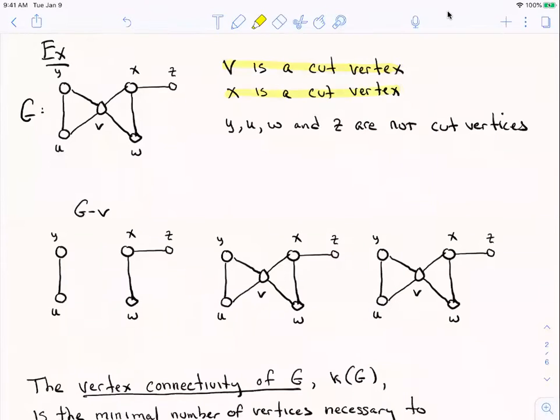So is X. You pull the vertex X out of the graph. You have to take away the edges that were incident with it. It's got 2 connected components.